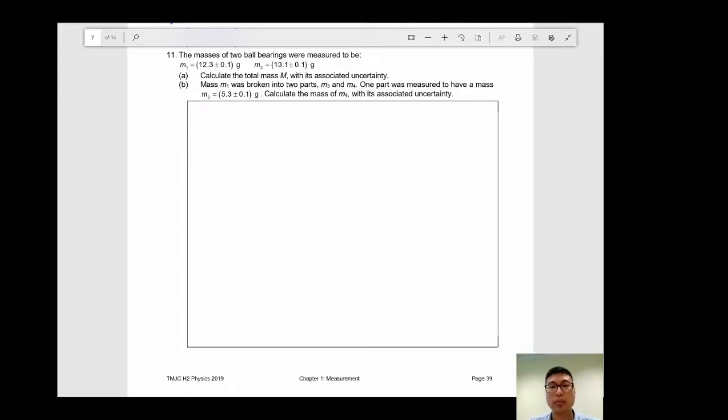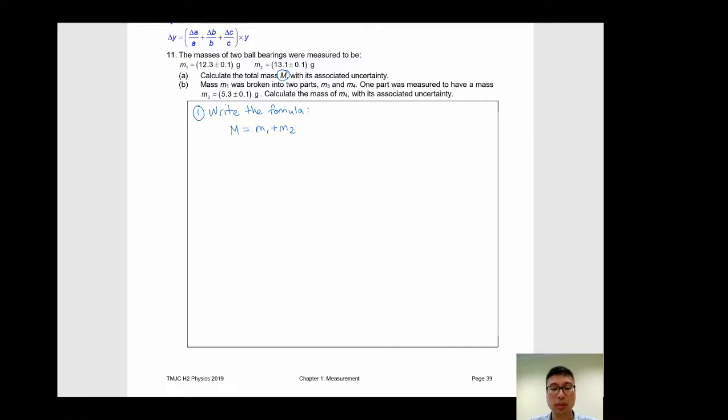Now, on this question, we start with the propagation of uncertainties. This question wants us to calculate the total mass of two ball bearings. Now, the first thing that we always do is that we always write the formula. In this case, we want the total mass.